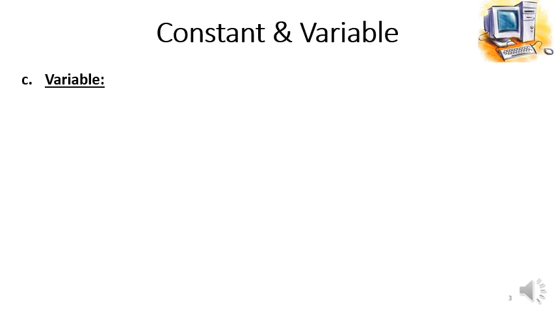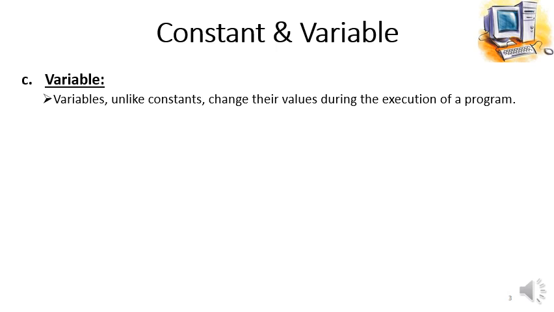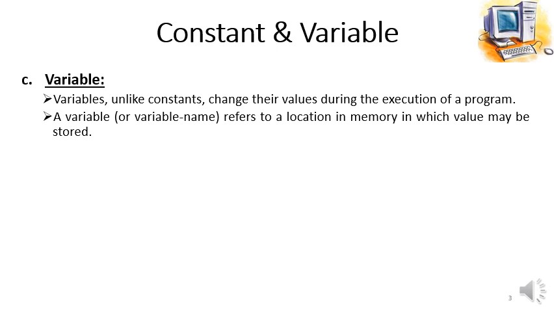Third, we have variable. Variables, unlike constants, change their values during the execution of a program. Anything which can be changed is a variable, but in computer, variables are values which can be changed during the execution of a program. A variable or variable name refers to a location in memory in which value may be stored. So a variable name actually refers to a memory location where some value is stored.